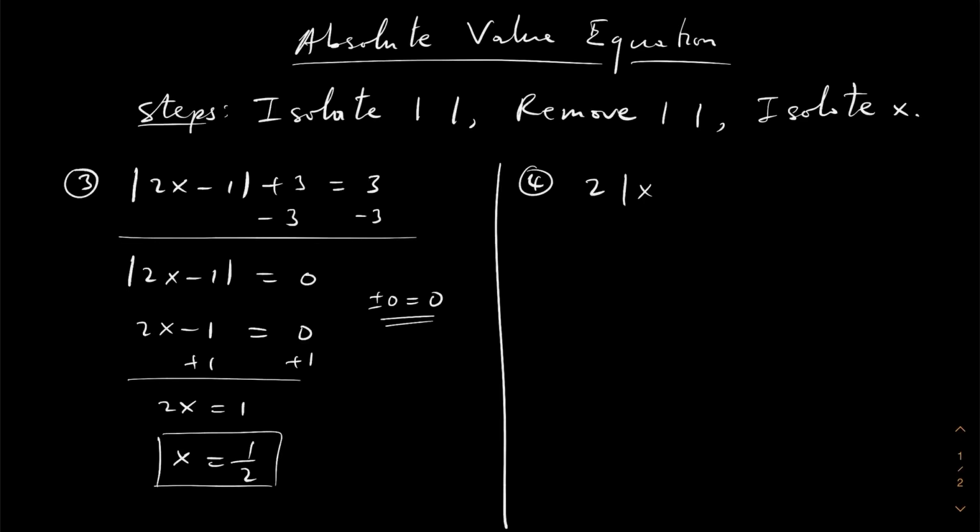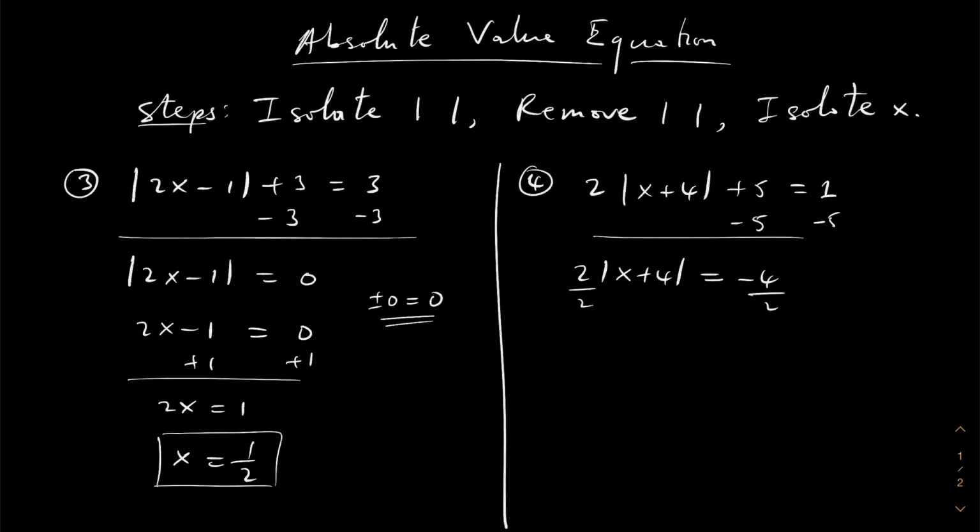2 times the absolute value of x plus 4, plus 5, equals 1. Again, first step, isolate the absolute value term. So you're going to have to subtract 5 on both sides. And so that will give you 2 times the absolute value of x plus 4 equals negative 4. Divide both sides by 2. That will give you the absolute value of x plus 4 equals negative 2.